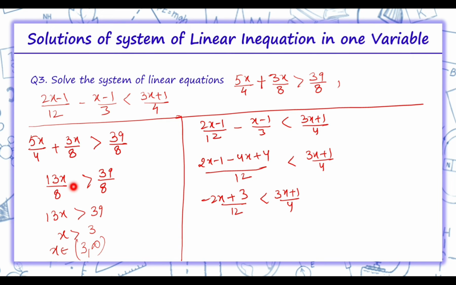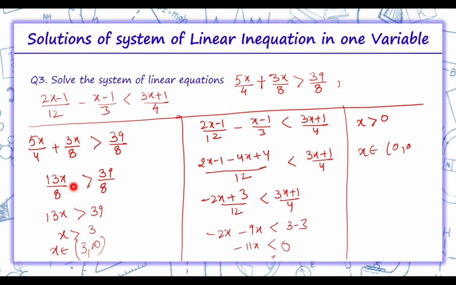Now shifting all the terms to one side, we will get −2x − 9x < 3 − 3. Thus we will get −11x < 0. If we are shifting the minus sign to the other side, the sign will be changed. Thus we will get x > 0. So over here x belongs to (0, infinity).